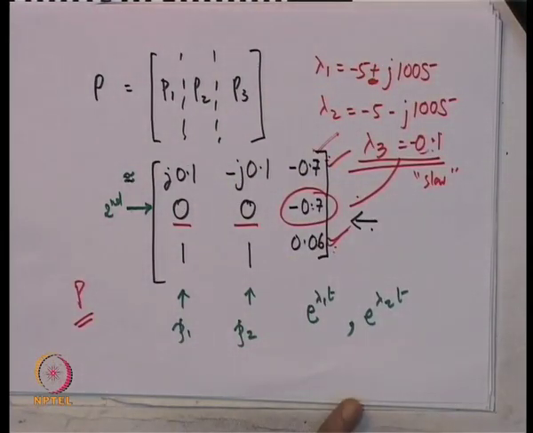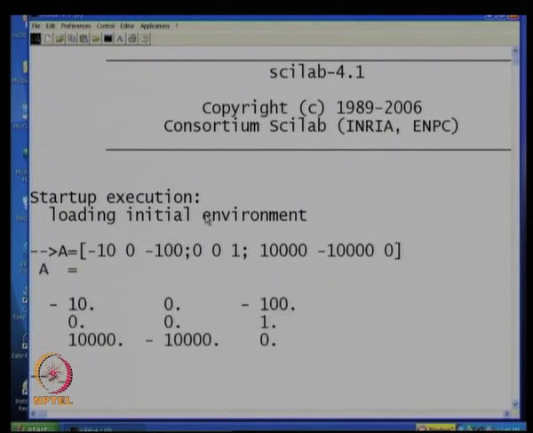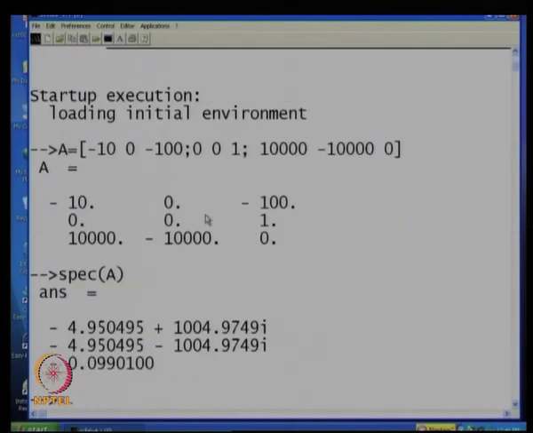So, we will do this computation using Scilab. I will just write down the A matrix first. The A matrix was minus 10, 0, minus 100, 0, 0, and so on, ending with 1. So, this is A. The eigenvalues of A are obtained from this command. This is what we got: this is the eigenvalue minus 0.1, which we rounded off, and this is approximately minus 5 plus or minus j 1005 j. Here j is the square root of minus 1.